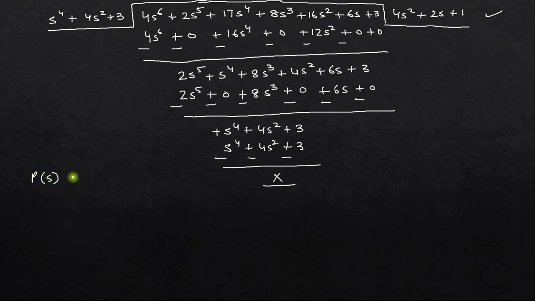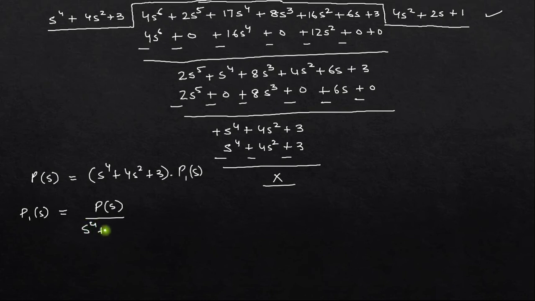we wrote PS to be equal to s raised to power 4 plus 4s square plus 3 into P1s. To prove this PS to be Hurwitz, we needed to calculate these two factors, and this factor can be calculated. P1s can be calculated by dividing PS with s raised to power 4 plus 4s square plus 3, and it comes out to be 4s square plus 2s plus 1.